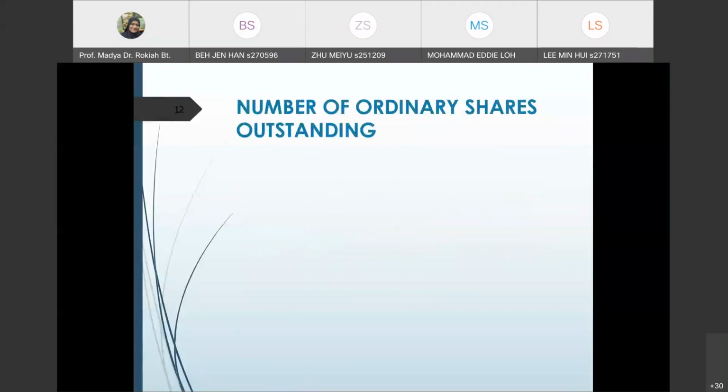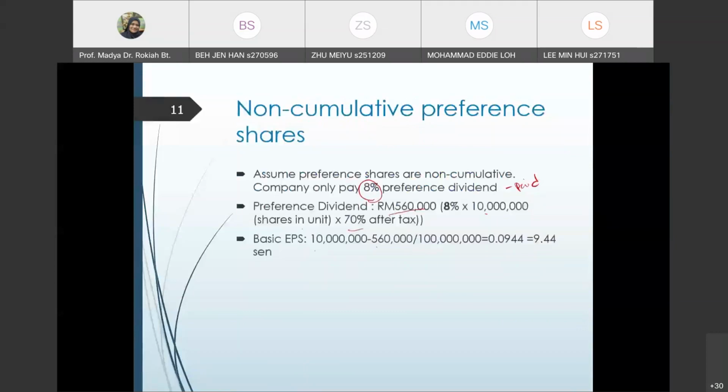Be careful with the preference dividend. Look at whether that one is cumulative or non-cumulative. Cumulative: declared, paid or not paid, you need to minus. If it is non-cumulative, only paid, then we're going to minus from the net income.